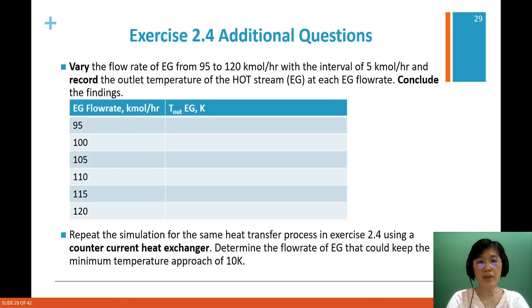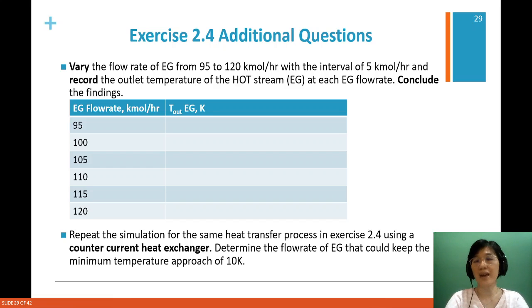And repeat the simulation. If you look at the second point here, repeat the simulation for the same heat transfer process in exercise 2.4 using a counter current heat exchanger. Determine the flow rate of EG that could keep the minimum temperature approach of 10 Kelvin. So now instead of co-current heat exchanger, you have to use counter current heat exchanger and see what are the changes in terms of the flow rate of EG in order to give you the minimum temperature approach of 10 Kelvin.